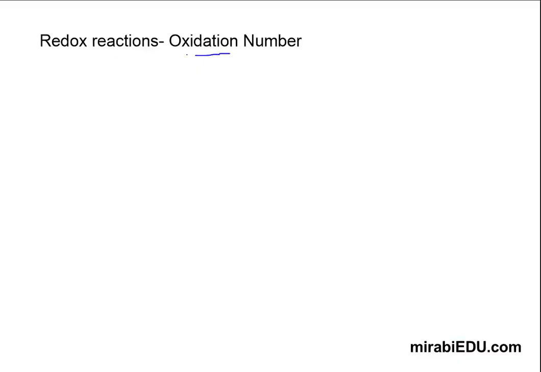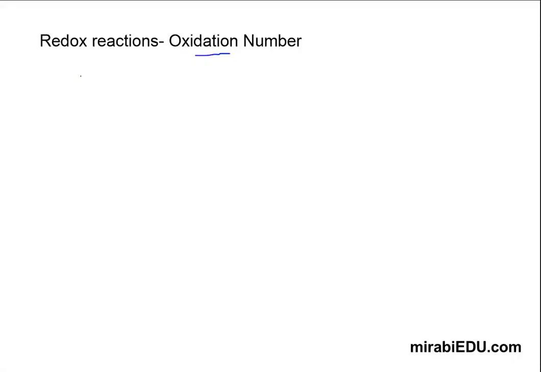What is oxidation number? Oxidation number is a number we assign to each element in a combination, assuming that if that compound is made ionic, what is the charge of each element? That is called oxidation number.